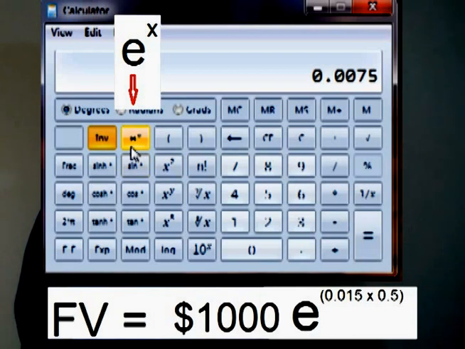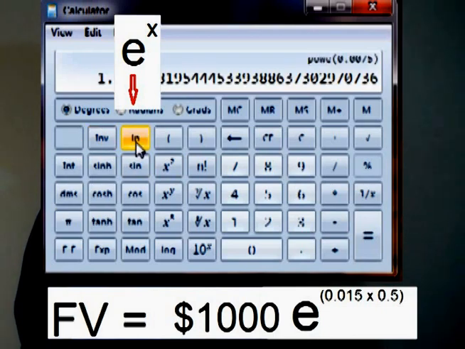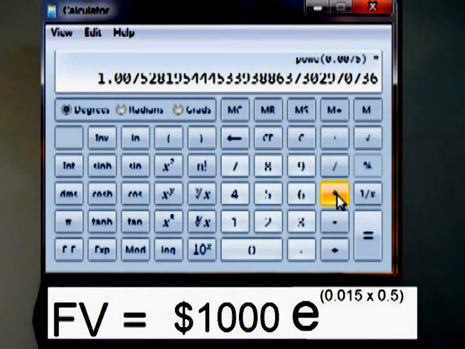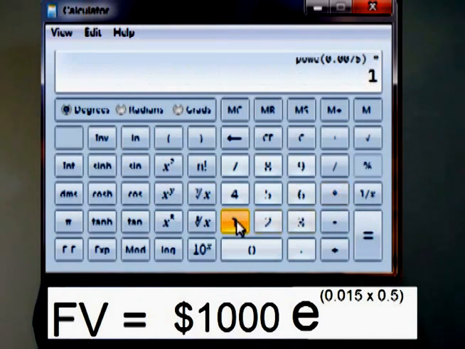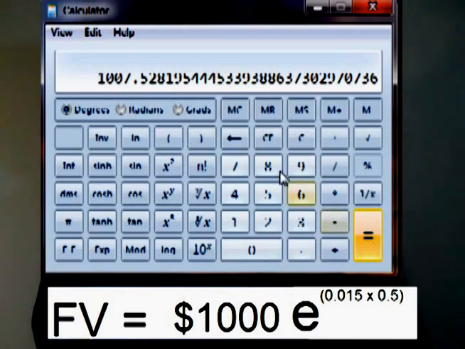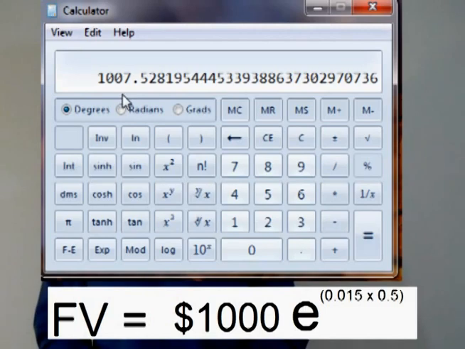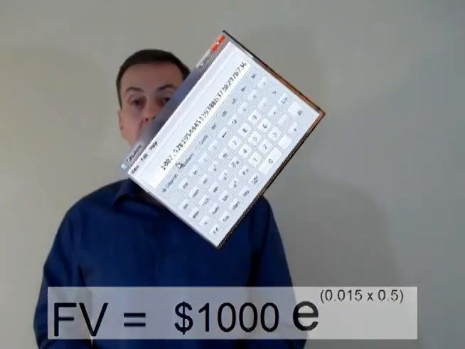0.0075. We then press the exponential function key, which gives us the continuous rate of growth over time. We press the multiplication key and enter in 1,000 for $1,000 and press the equals key. There you have it, $1,007.53 rounded. The difference between that and the starting amount of $1,000 is $7.53 rounded to the nearest penny.